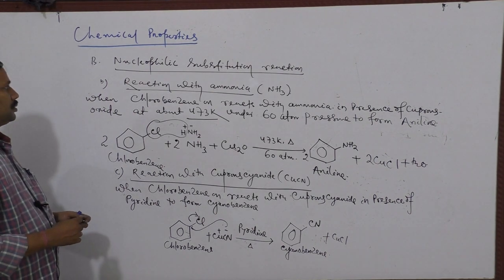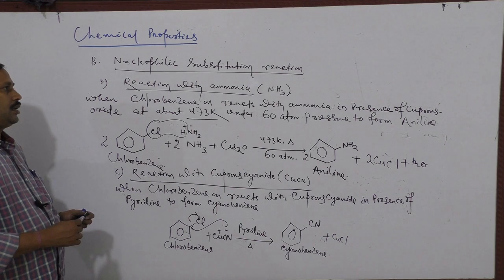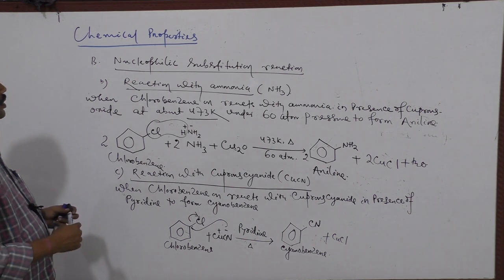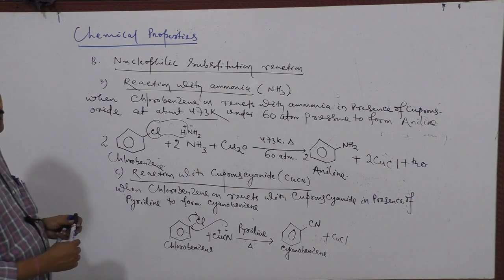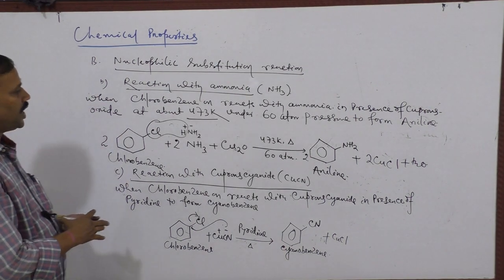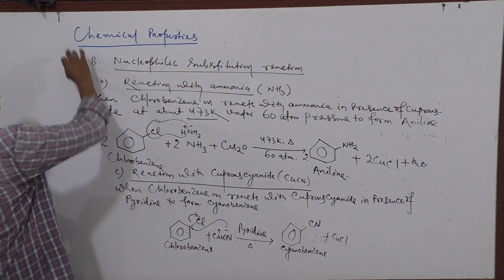Now the three types of nucleophilic substitution: first one is aqueous sodium hydroxide, second one is ammonia, third one is cuprous cyanide.